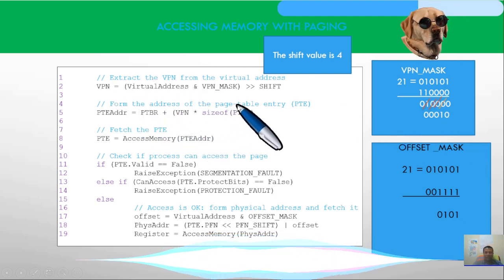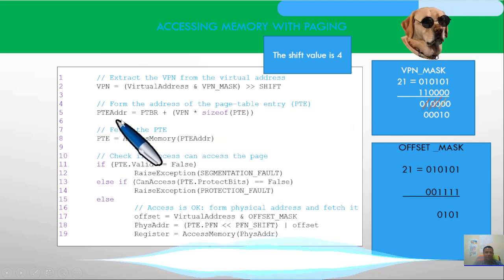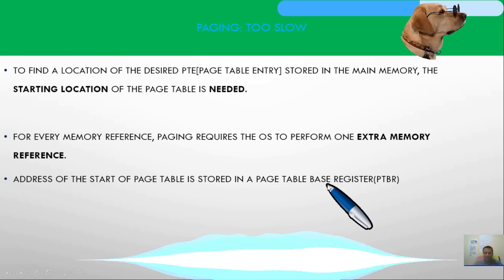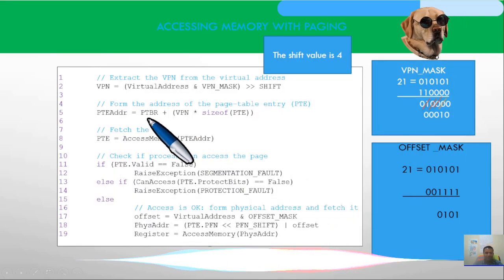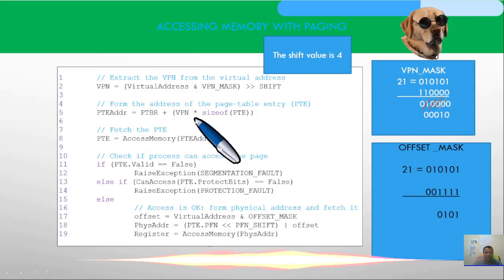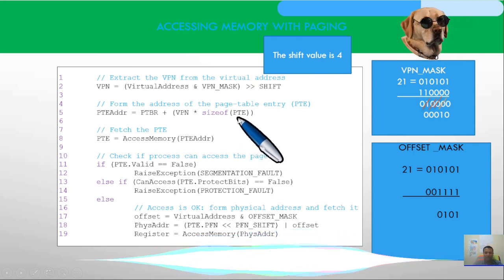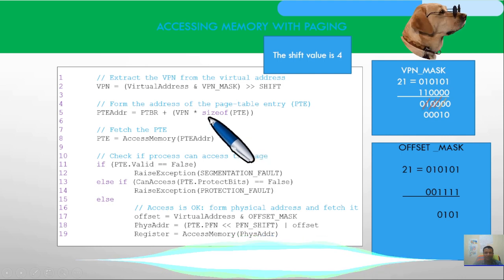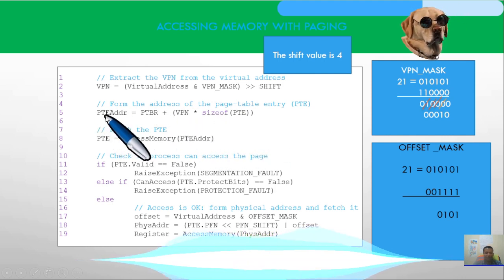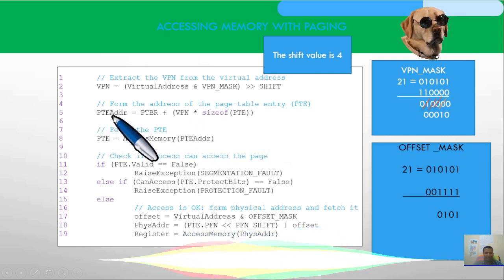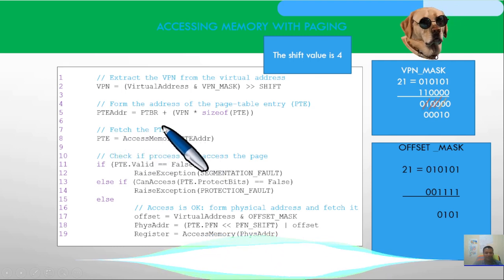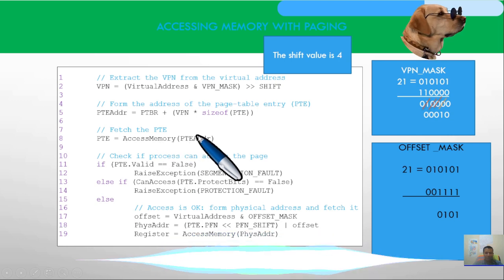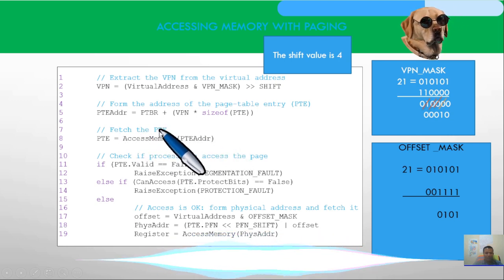From the address of the page table entry, we are going to find the PTBR. PTBR means the page table base register. Then the PTBR plus VPN times the size of the PTE will be this code, and this will give us the PTE address. Then fetch the PTE, the page table entry. The PTE will be accessed from memory, so this will be fetched.